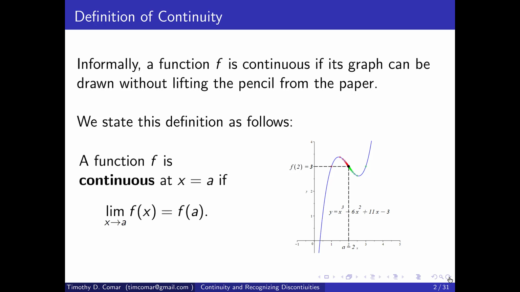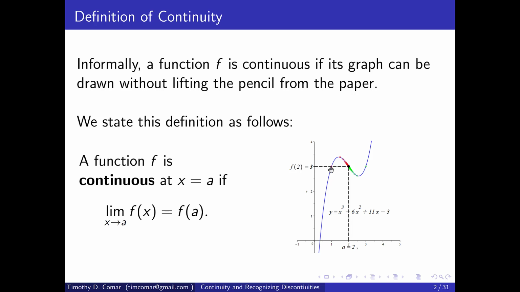Informally, a function is continuous if its graph can be drawn without lifting the pencil from the paper. We state this definition as follows. A function f is continuous at the point x equals a if the limit of f of x as x approaches a equals f of a. That's what we see in this picture here. The black dot indicates that at f of a we have a function value, in this case, of 3.